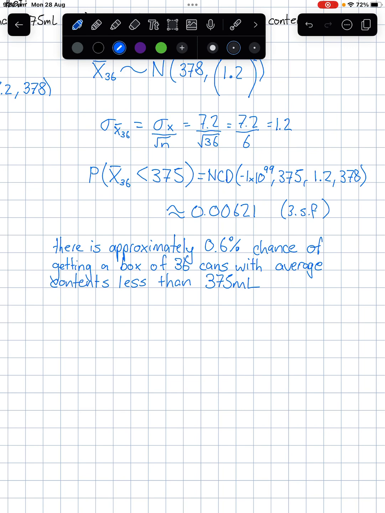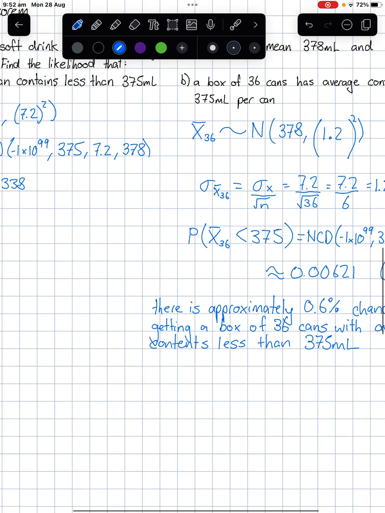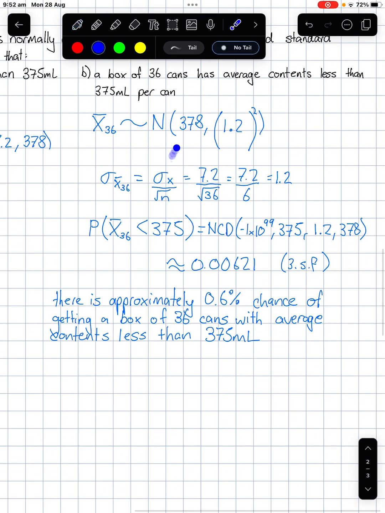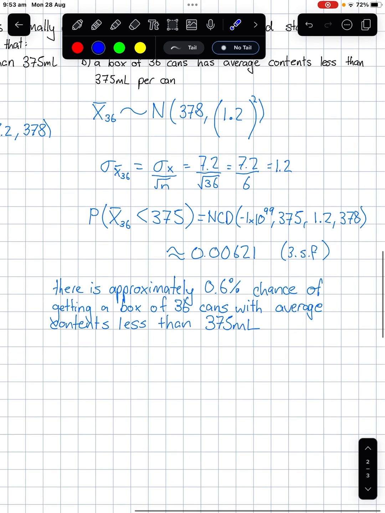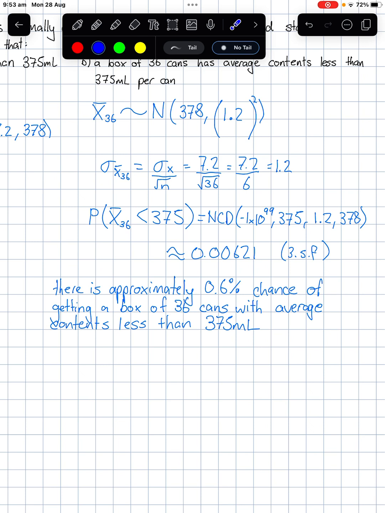So you've got to remember that with this standard deviation, when you start getting these bigger trials, and this is part of the central limit theorem, the standard deviation drops dramatically. We see our distribution really goes around the mean. And so by getting a box of 36 cans, if you were picking one can out at random, you've got a 33.8% chance of being below that mean. But you think about in this box here, you've got 36 here.